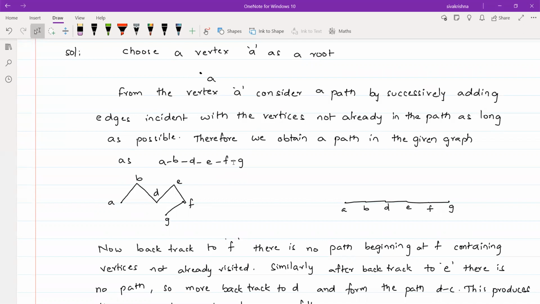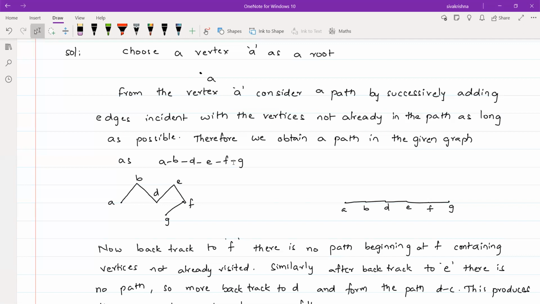So once again we have to move back to the vertex G. Sorry, we have to move back to the vertex F, and we have to try to draw an edge from F to C. Since we are not having any path from F to C, we move back to the vertex E. From E also we are not having any path from E to C, so we have to move back to the vertex D. From D we are having a path from D to C, so I have represented the path D to C.